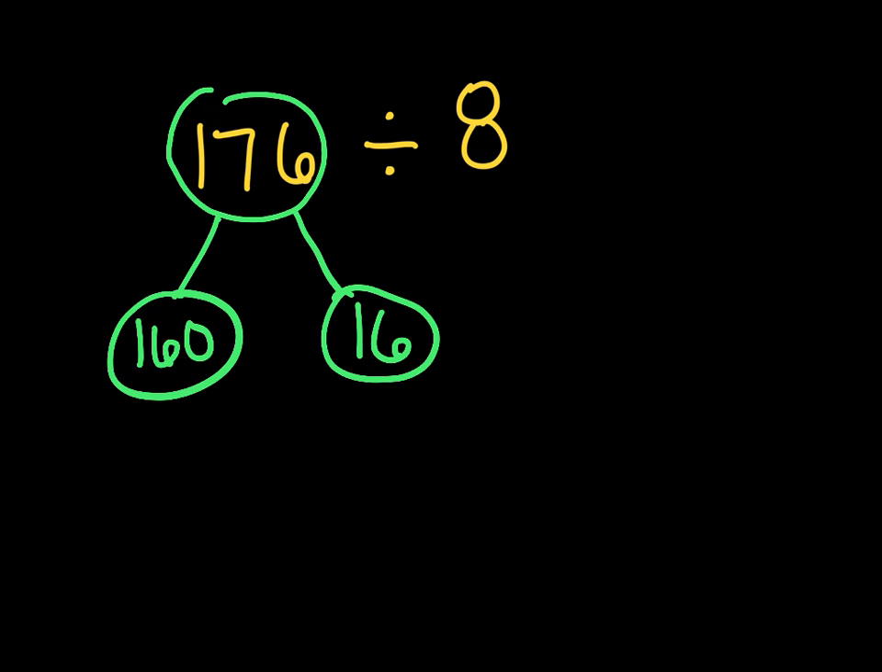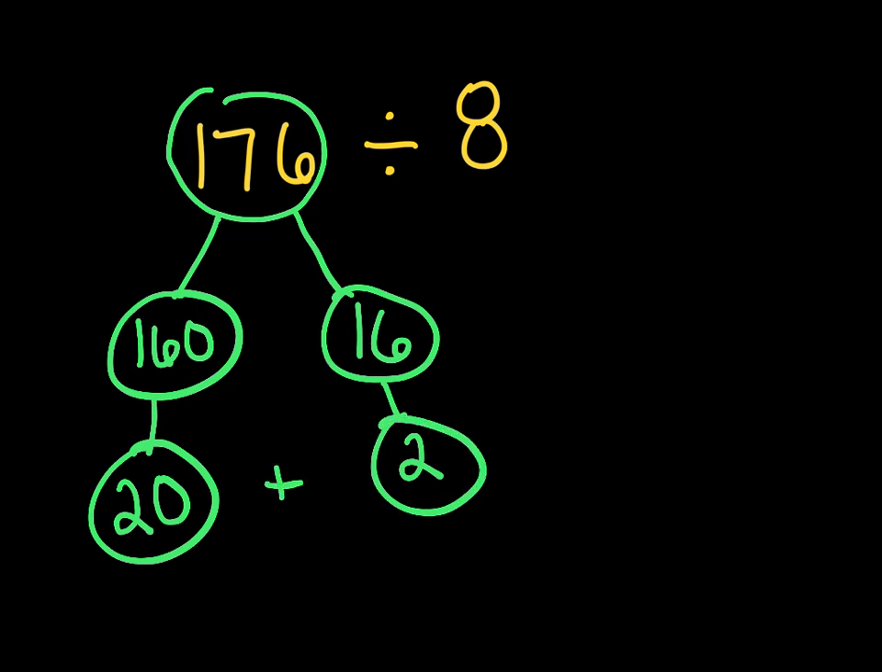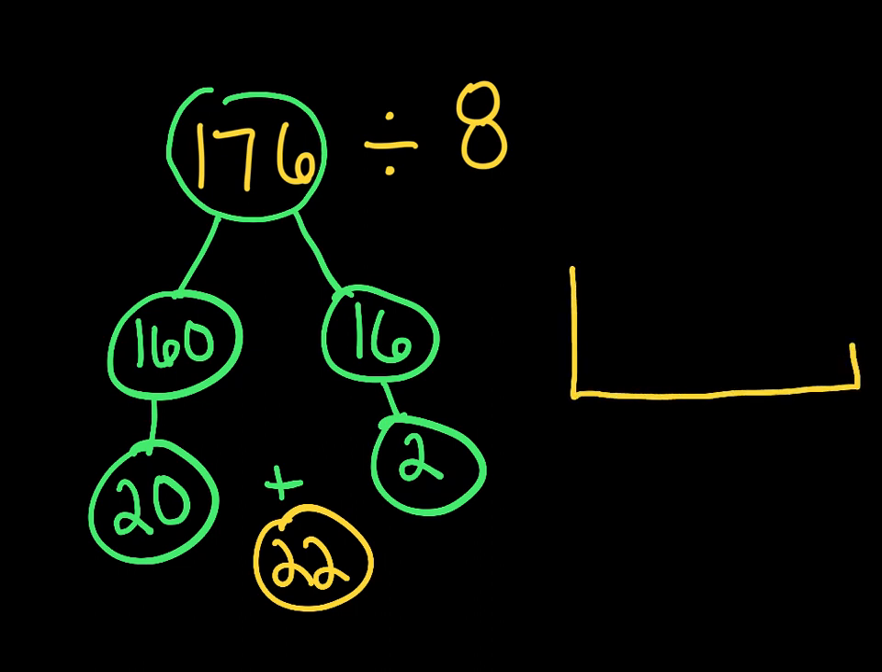So 8 goes into 160, and 8 goes into 16 2 times. Bring your 0. 8 can go into 16 twice. Add up our two numbers here, and we get 22.